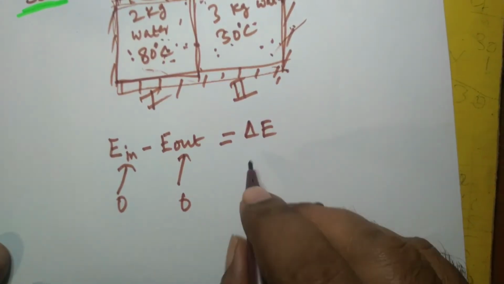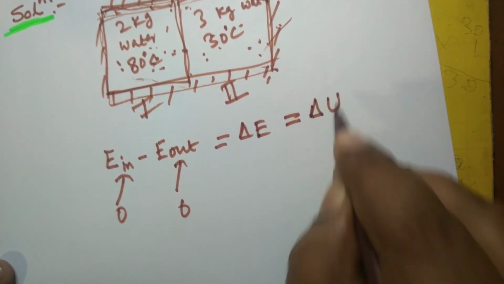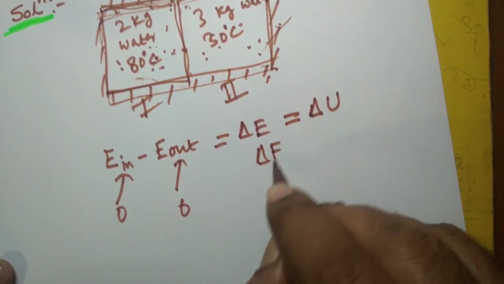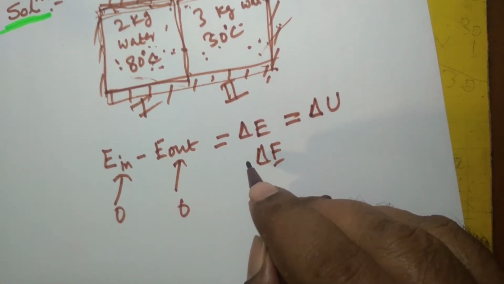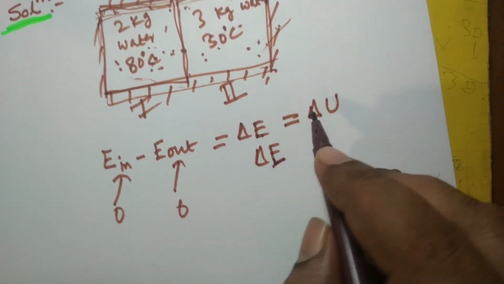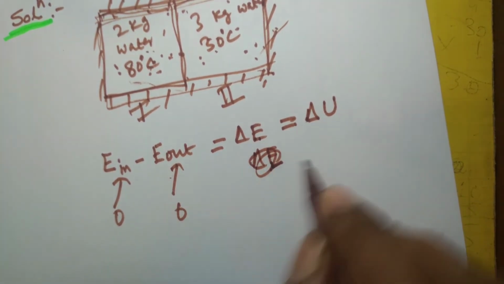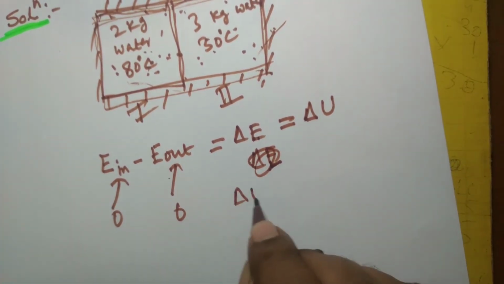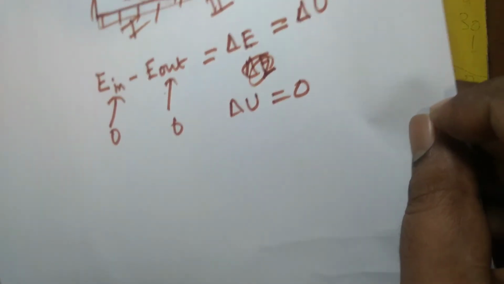So that means delta E is nothing but delta U, because delta E is the summation of Ek, Ep and U. Here no kinetic energy is there, no potential energy is there. So delta E is the same as delta U. So from this we conclude that delta U is equal to 0.